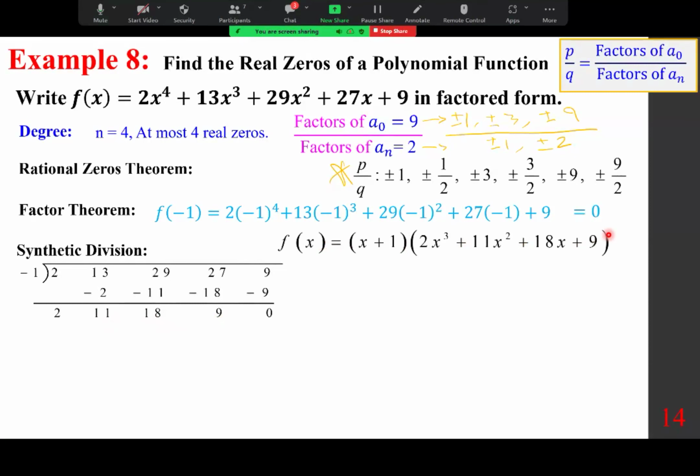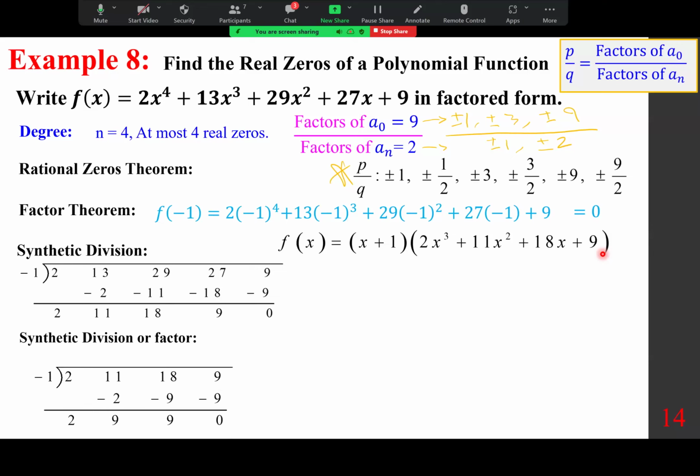Now, when you are using this concept of a synthetic division to find more, because this is of degree 3, we're going to continue with the synthetic division. You can try one more time by -1, because sometimes the degree is such that it has x plus 1 with a multiplicity 2. So we are going to repeat the same thing with -1, and this time we have 2, 11, 18, and 9.